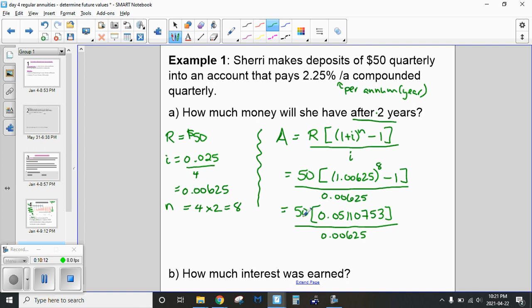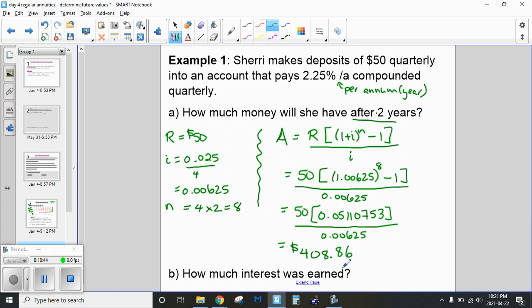And now at this point, that number 0.05110753 is still sitting on my calculator. I'm going to hit times 50 and then divide by 0.00625. I'm going to do all that in one step to get my final answer. All right, so after 2 years, Sherry has $408.86.